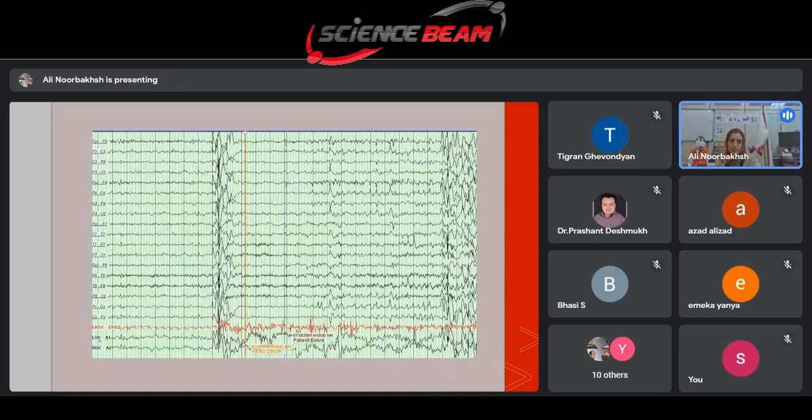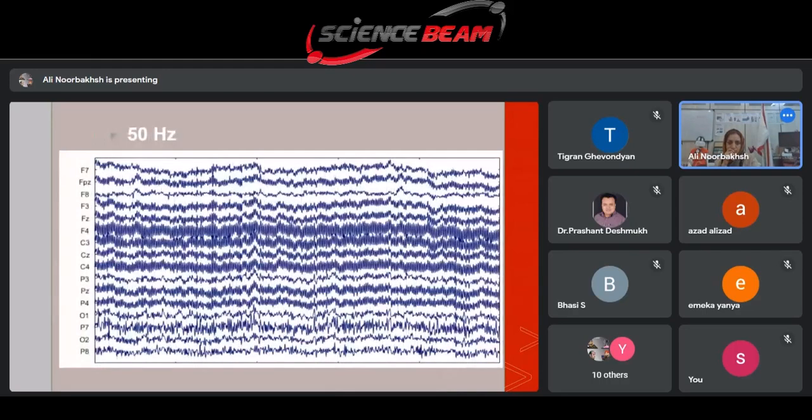In this picture, you can see head movement artifact again. In this picture, you can see power line noise. As you can see, this artifact is shown on every channel. Every channel may have this artifact. When we record EEG via Bluetooth, this type of artifact is removed.